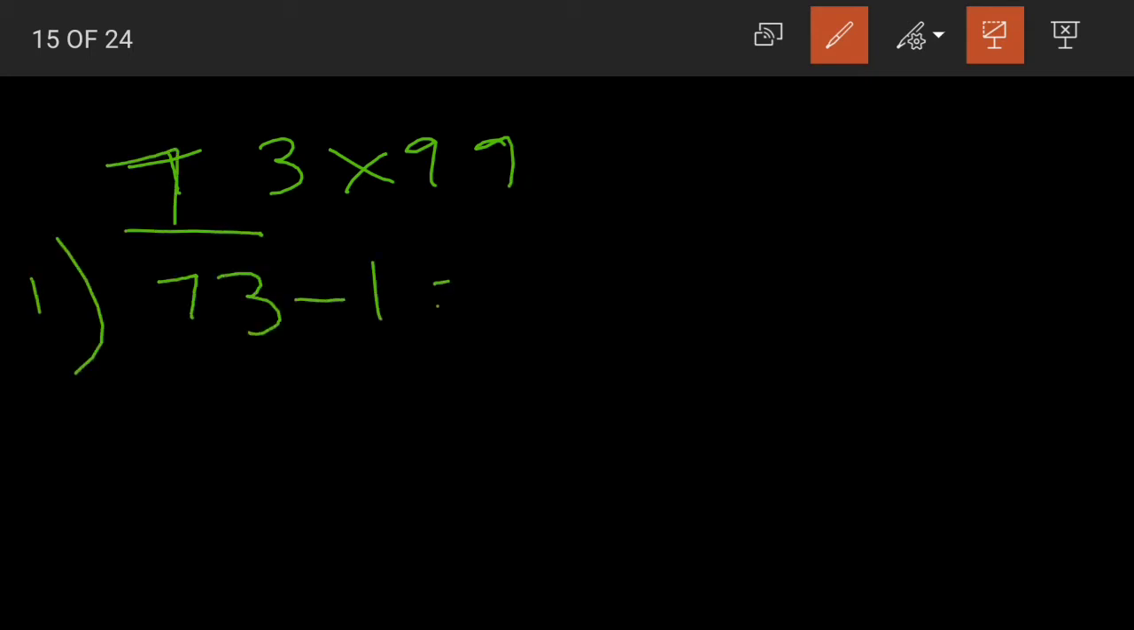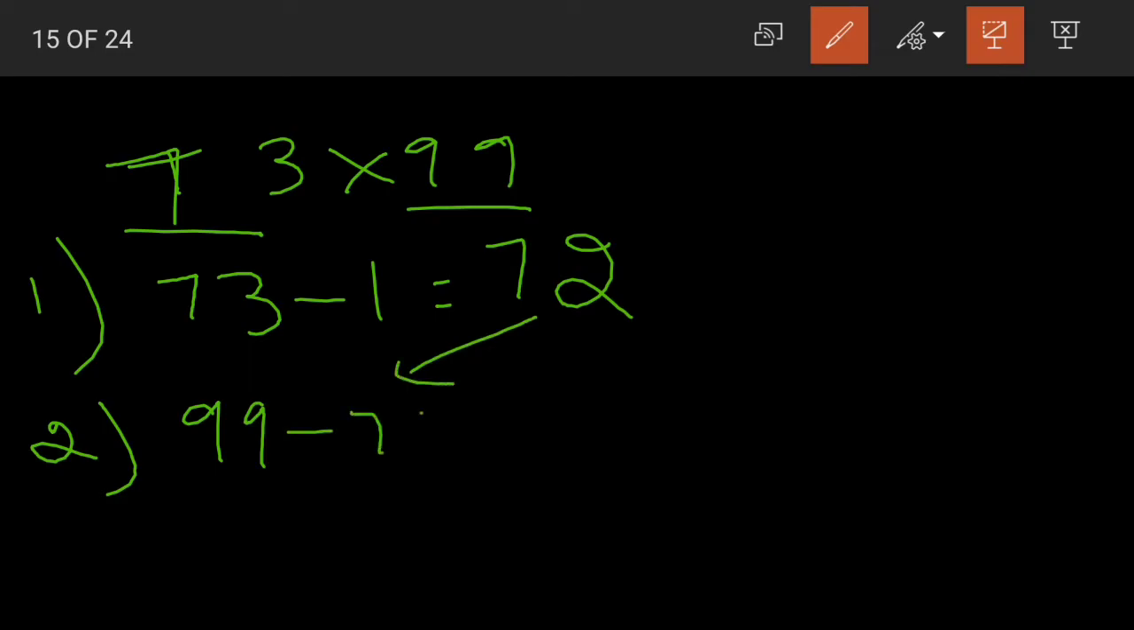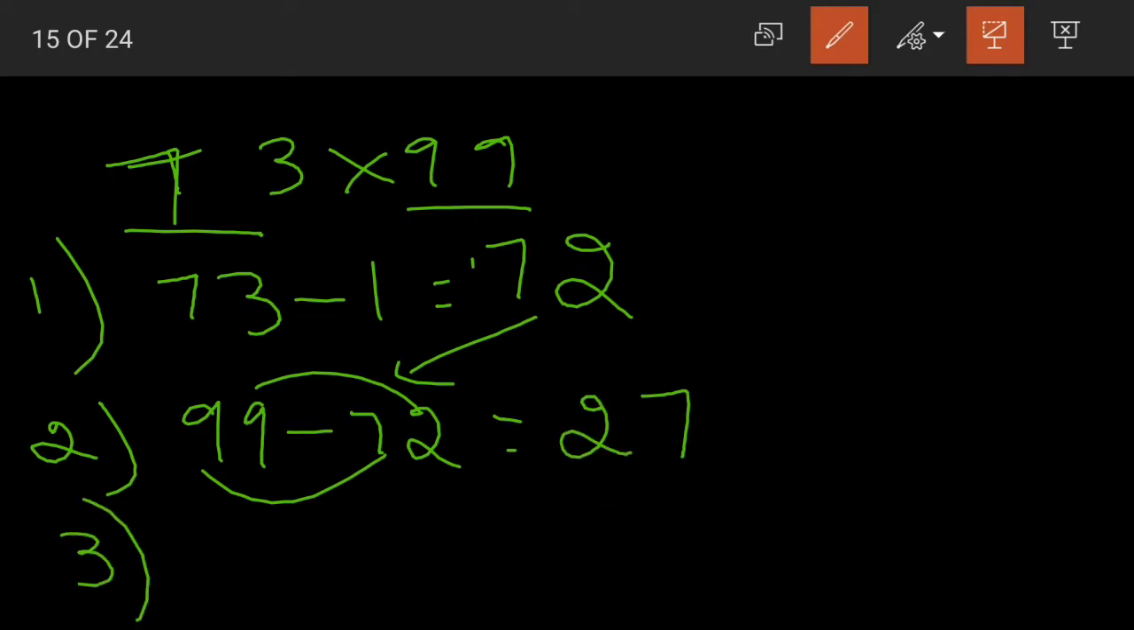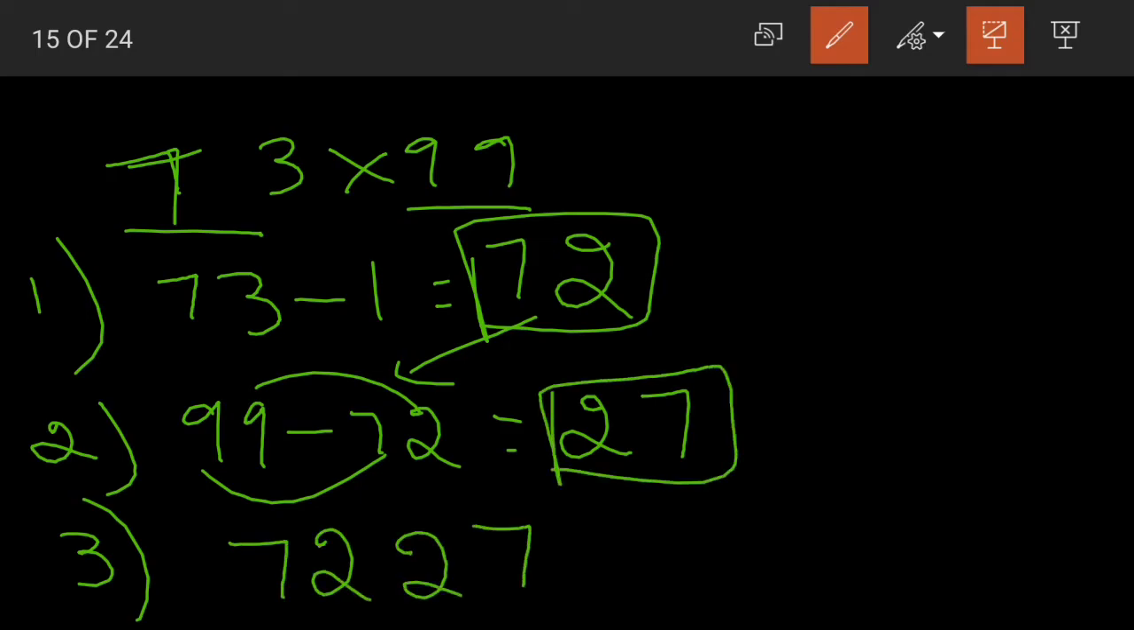Say 73 into 99. Yes, what will be our first step? From the number subtract 1. 73 minus 1 is 72. Now the second step is from 99 subtract this 72. 9 minus 2, 7. 9 minus 7, 2. 27. What will be our last step? Write the answer of the first step followed by the answer of the second step. 7227 is our answer. Let us check by actual multiplication whether the answer we got is correct or not.